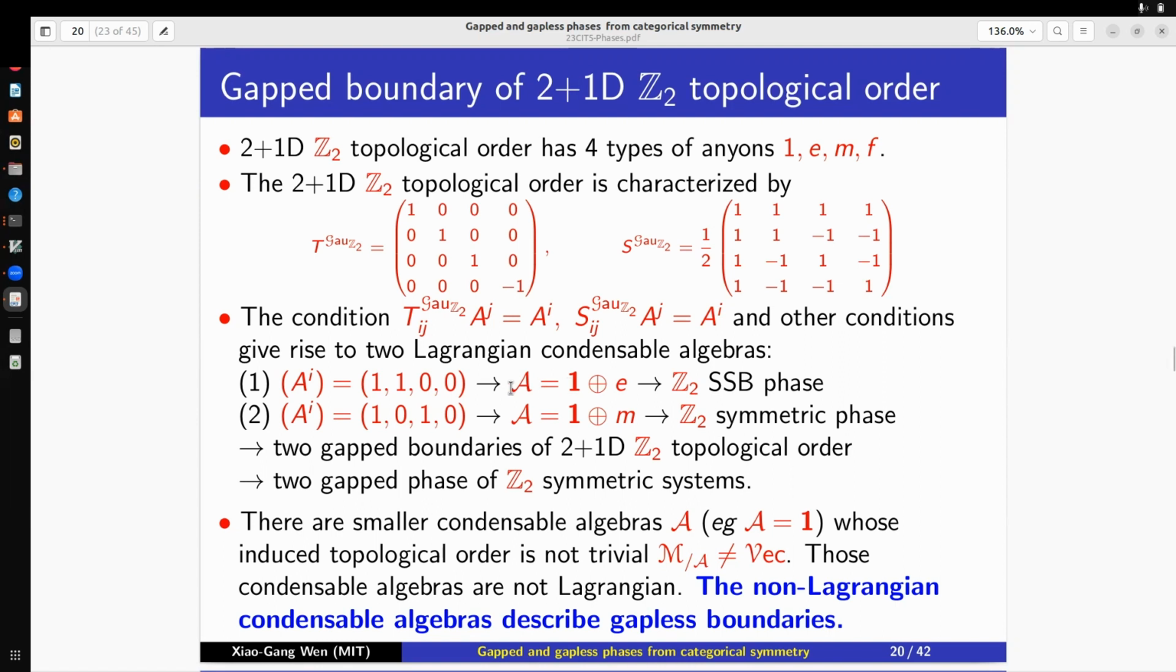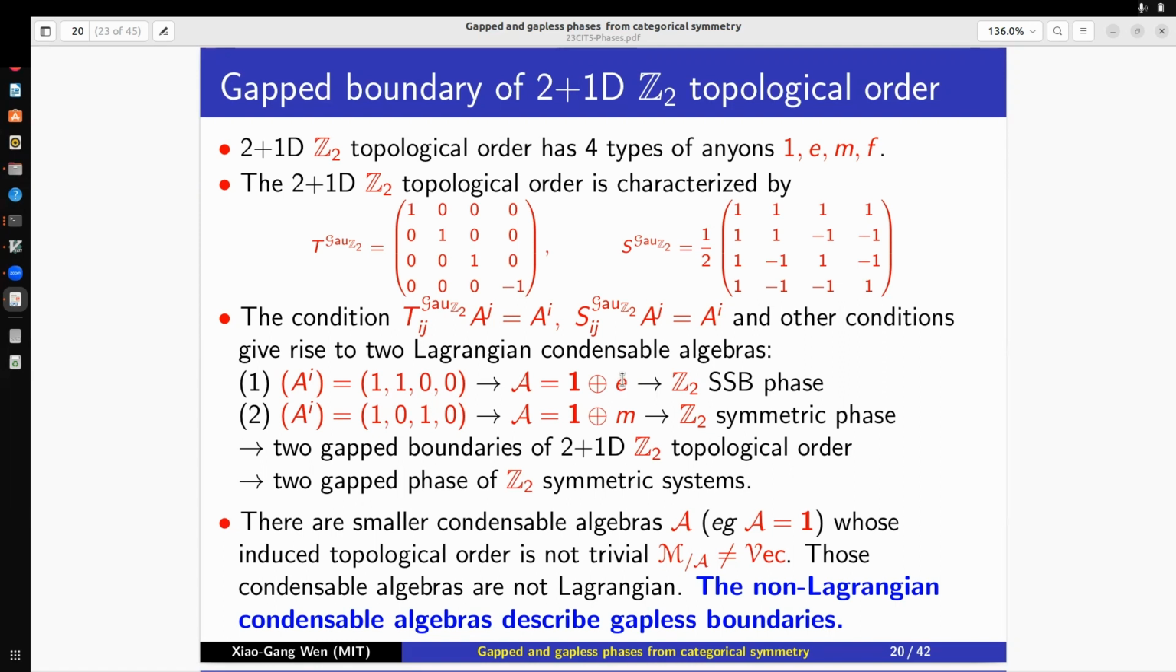Okay. And so to describe condensation, we'll put this solution into this 1 plus E form. This really means that 1 can condense, E can condense. And this 1 plus E is a composite anyon. This composite anyon can condense. This way of describing condensation is more appropriate, because sometimes you may have a solution 1 and 2, 0, 0 could be a solution. Then the condensing anyon should be 1 plus 2E.